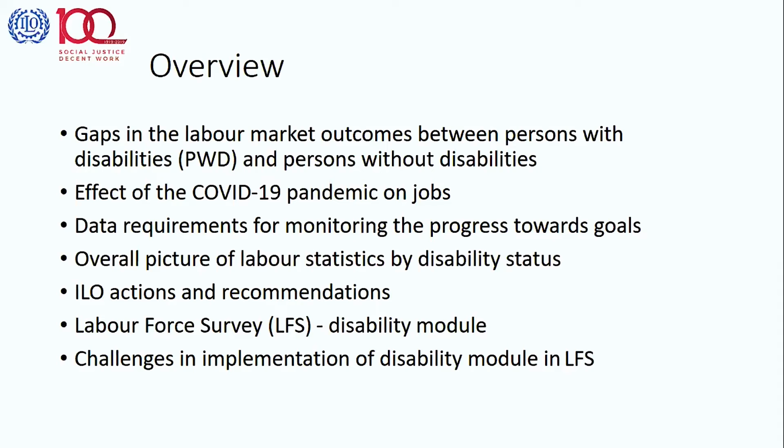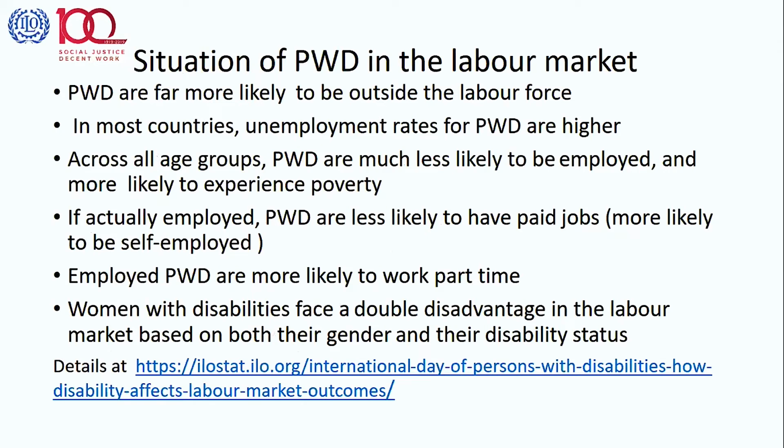We'll talk briefly also about the availability of disability data, especially labor market indicators disaggregated by disability status. About the ILO actions and recommendations to improve the situation of and availability of statistics on employment characteristics of persons with disabilities, about the labor force survey disability module that has been developed jointly with Washington Group on Disability Statistics, and also finally a few words about the challenges in implementing and collecting statistics on employment characteristics of persons with disabilities.